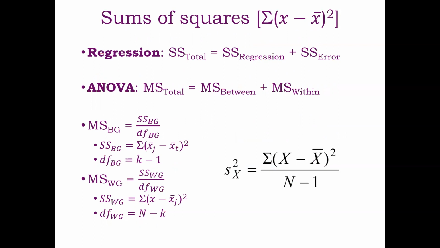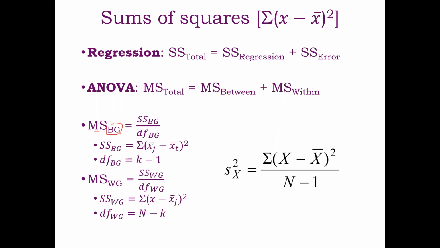For ANOVA, we calculate our F value by dividing our mean squares between groups by our mean squares within groups. And what does this even mean? Okay. Mean squares between groups. You just divide sums of squares between groups by the degrees of freedom between groups.